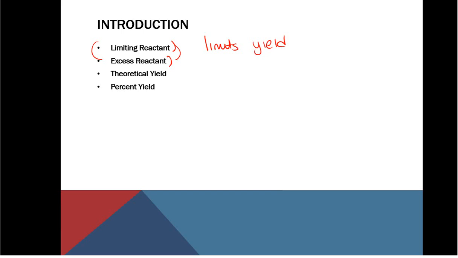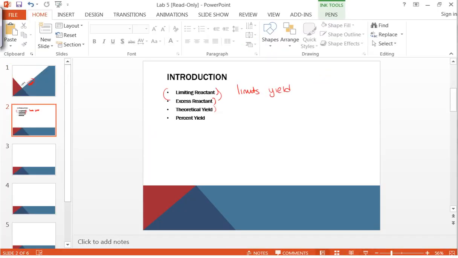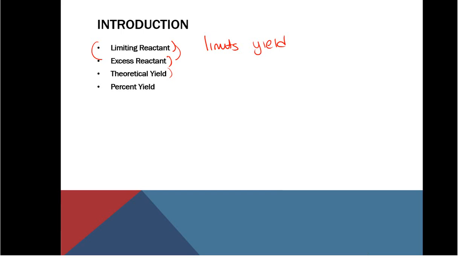Now, the examples in your pre-lab or in your introduction section really are pretty comprehensive, but I want to go through the exact reaction you are going to be doing. We're going to talk about all of these terms related to the exact reaction you're going to be working on. The reaction we're going to be dealing with has to do with copper 2 chloride dihydrate and aluminum metal.